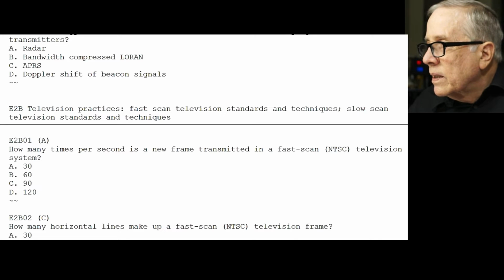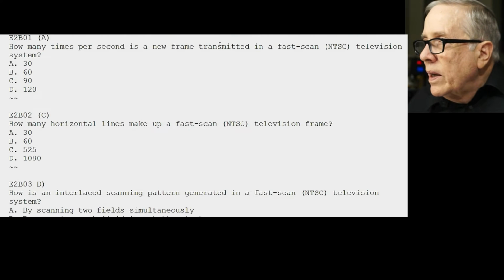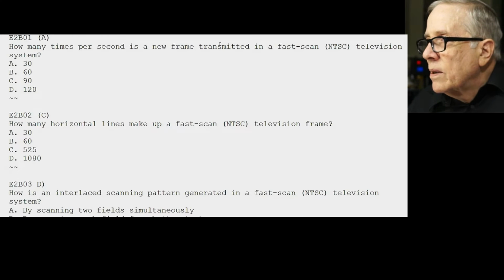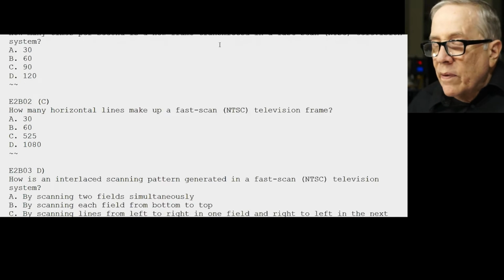E2B02. If I can get it to go up the screen. Okay, E2B02. How many lines, horizontal lines, make up fast-scan NTSC television? That's 525.